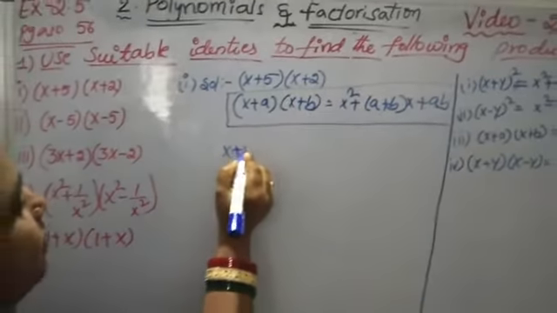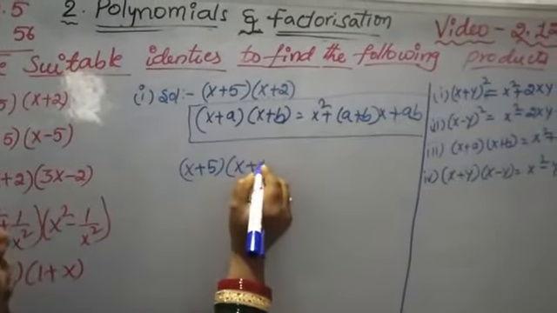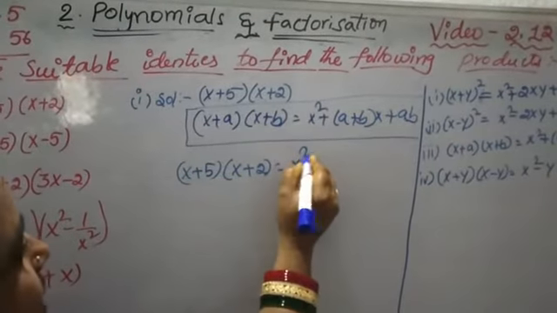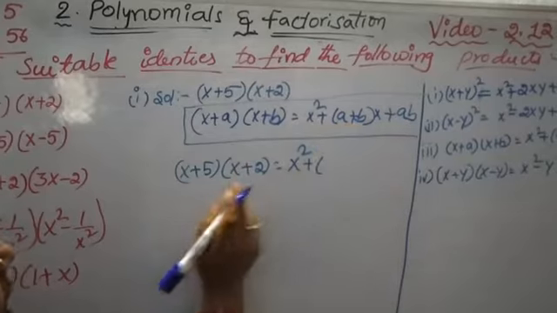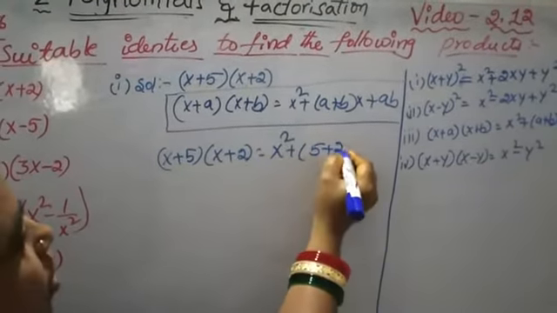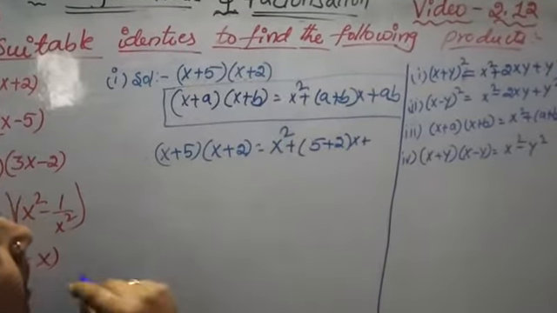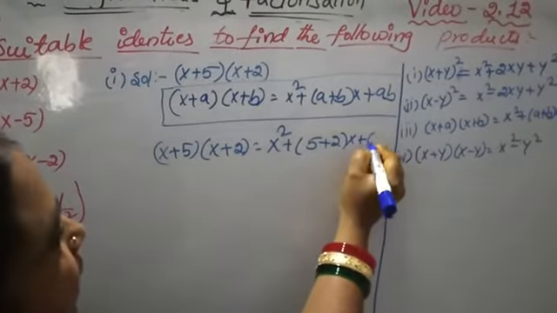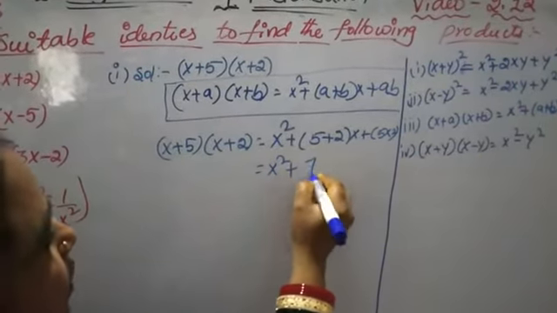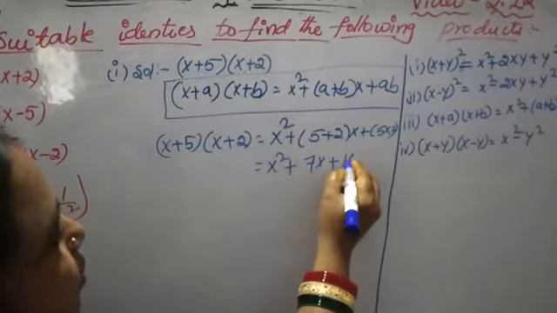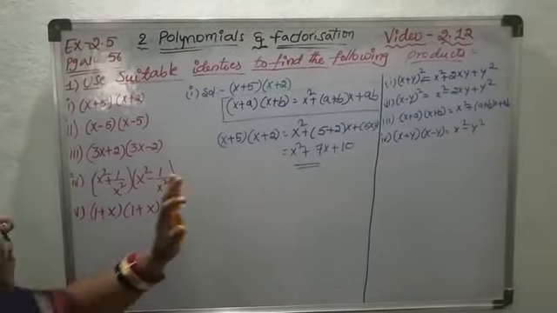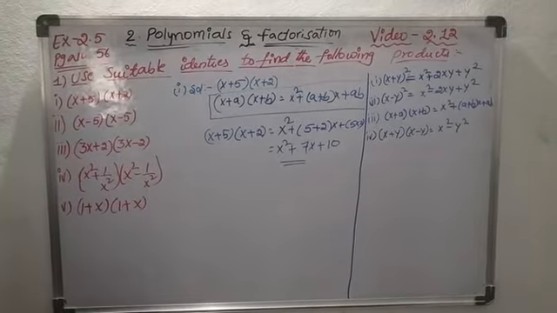Therefore, (x plus 5) into (x plus 2) is equal to x square, in the place of x we have x only, so write it as it is, x square plus (a plus b). In the place of a we have 5, plus in the place of b we have 2, into x plus ab, the product of 5 into 2 is 10. So it is x square plus 7x plus 10. Like this you have to solve the remaining 4 problems using the given algebraic identities.